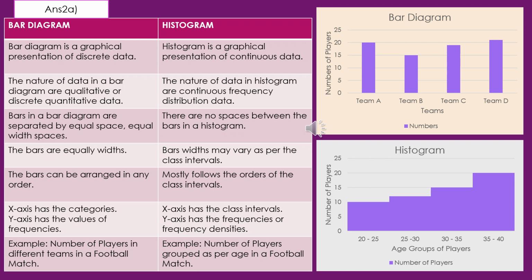The last one is the example. For a bar diagram, we have the number of players in different teams in a football match, while in case of a histogram the example is the number of players grouped as per age in a football match. So here the 2 diagrammatic forms are presented in 2 diagrams. We find the bar diagram and the histogram drawn in the graphical form also.